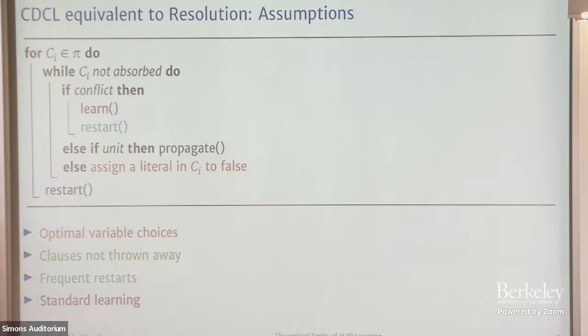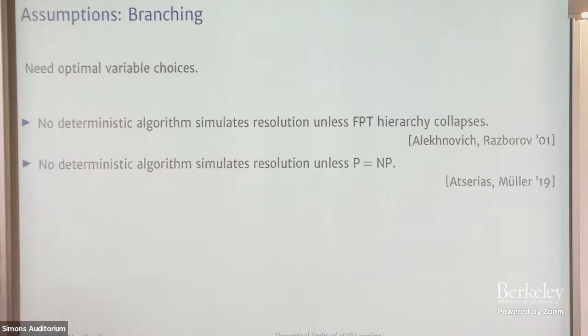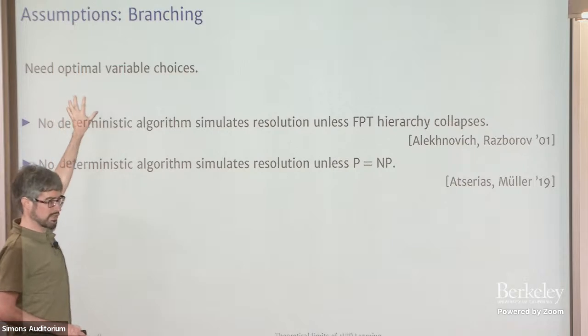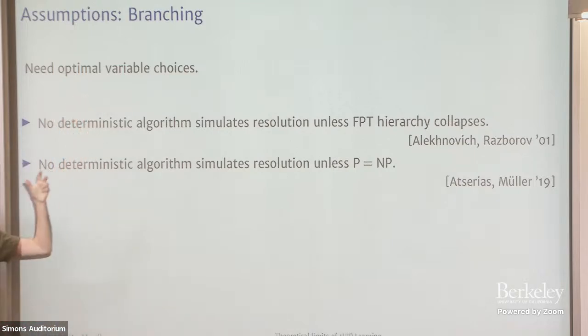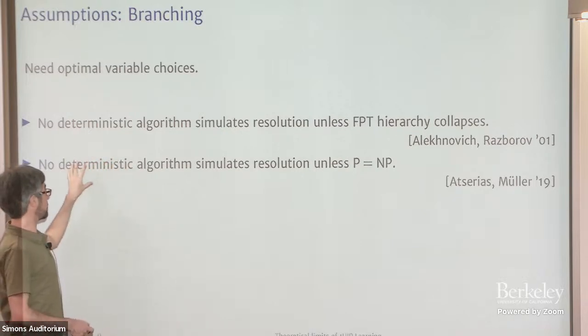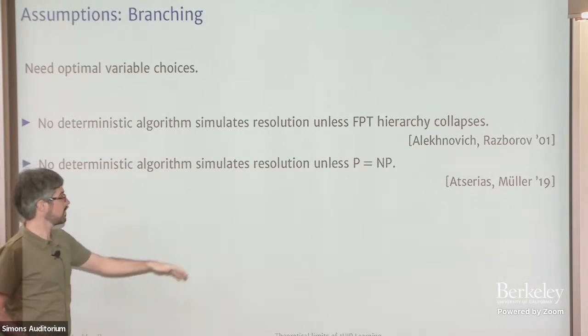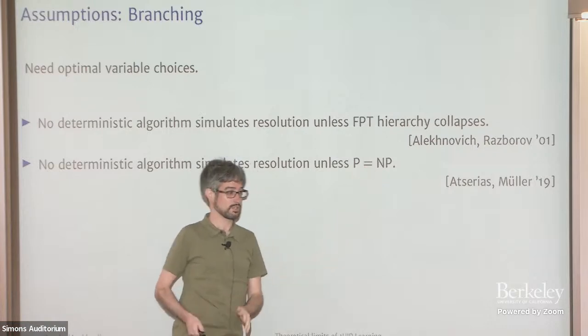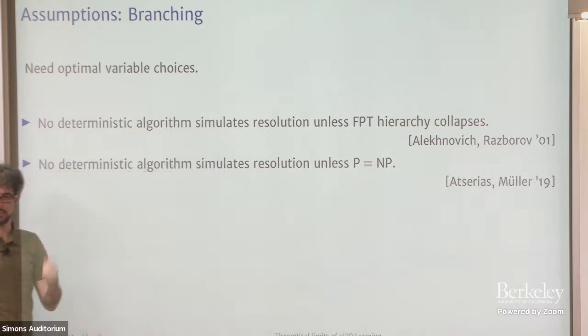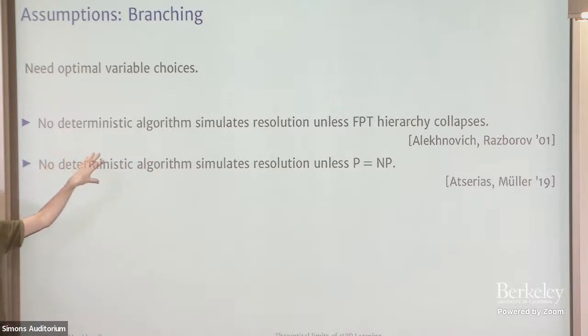Yeah, then let me answer your question, Karim. What happens when we fix branching, so instead of having these optimal variable choices? The first thing to observe is that we really need optimal variable choices, because otherwise we would be contradicting some result in theory, saying that if some deterministic algorithm could simulate resolution, so find short resolution proofs, then P would be equal to NP. And that's something that Albert and Moritz proved a few years back. So we really think that we need that assumption.